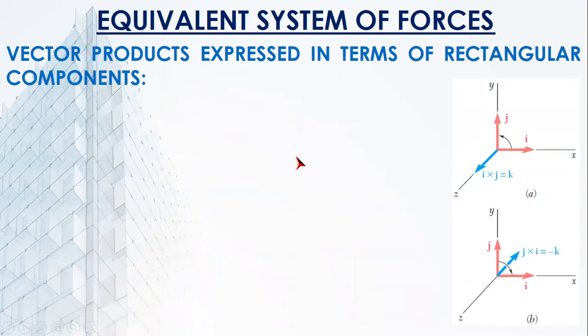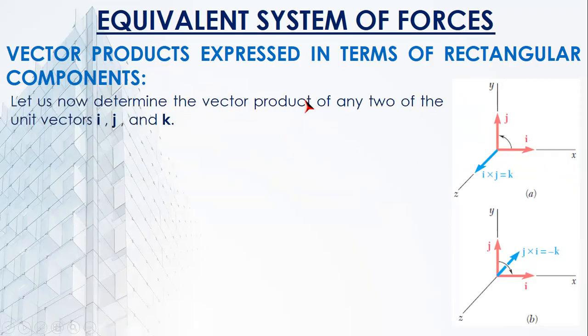Now, instead of the right hand rule, if you get confused or you find it difficult using the right hand rule, there is an alternate way. Okay. Using the unit vectors. Vector products expressed in terms of rectangular components.